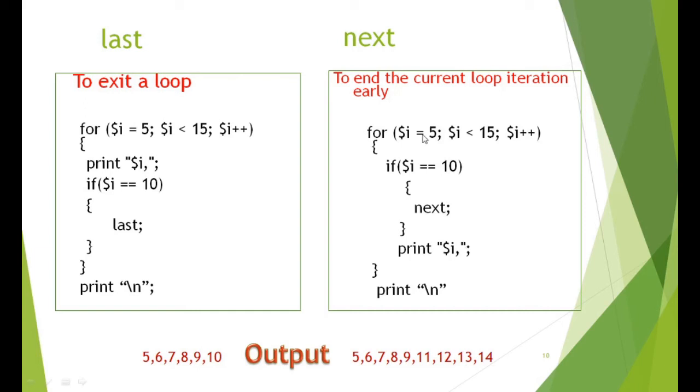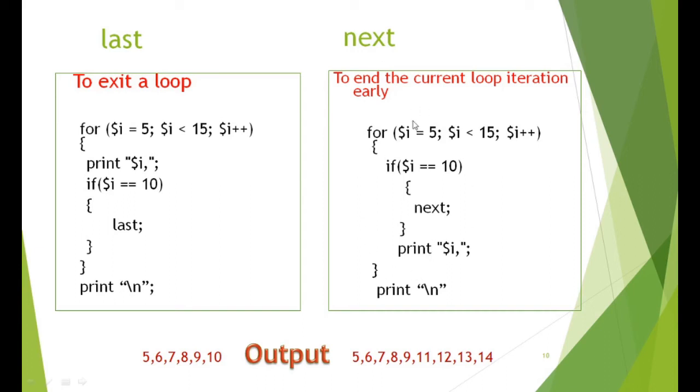So first time i will be equal to 5. It checks whether it is equal to 10. No. So it will be printed. Then loop will go here. i will be incremented. Checks whether i is less than 15. Yes. The condition is checked. It is not true, so this will not be executed. Next, print i will be done. So 6 will be printed.